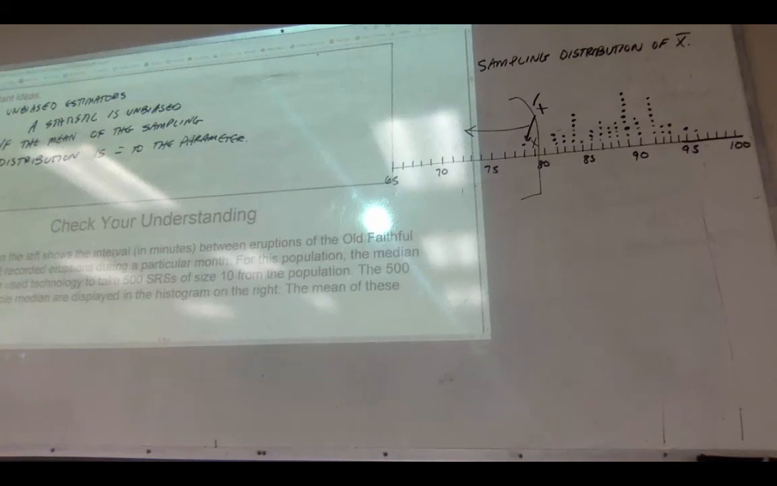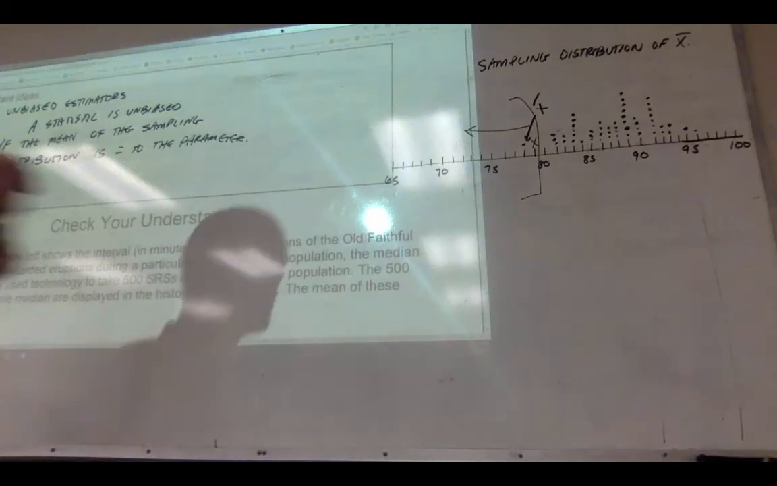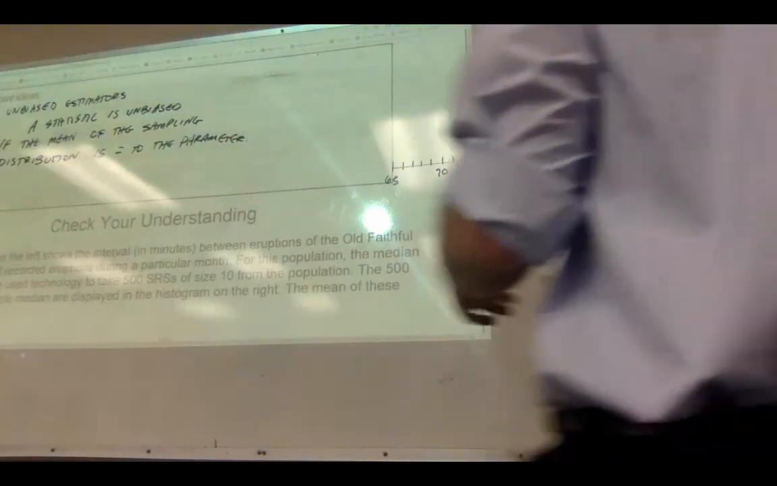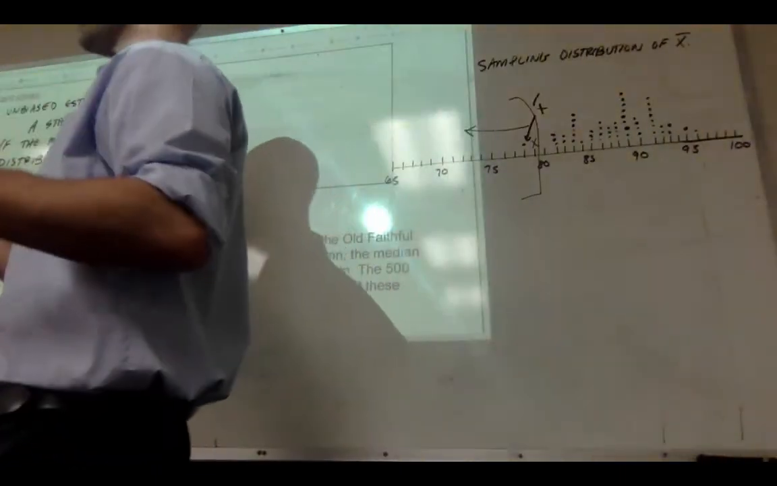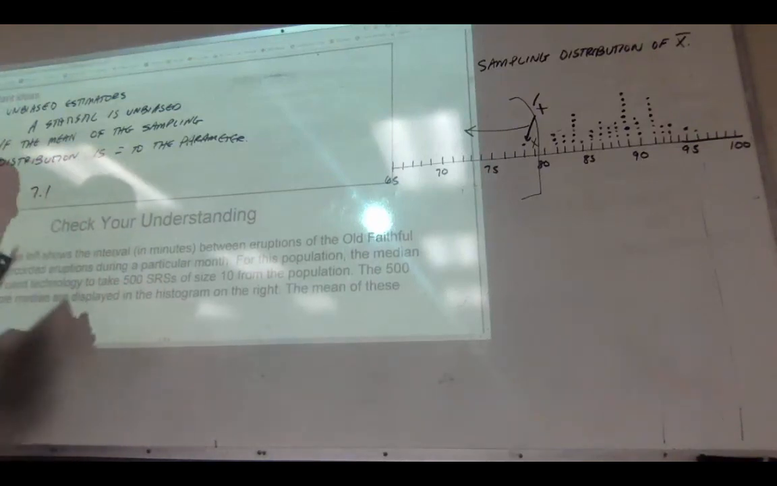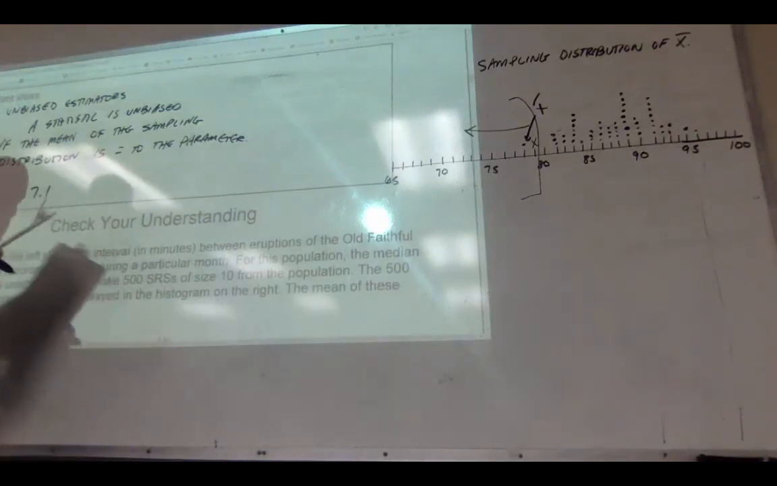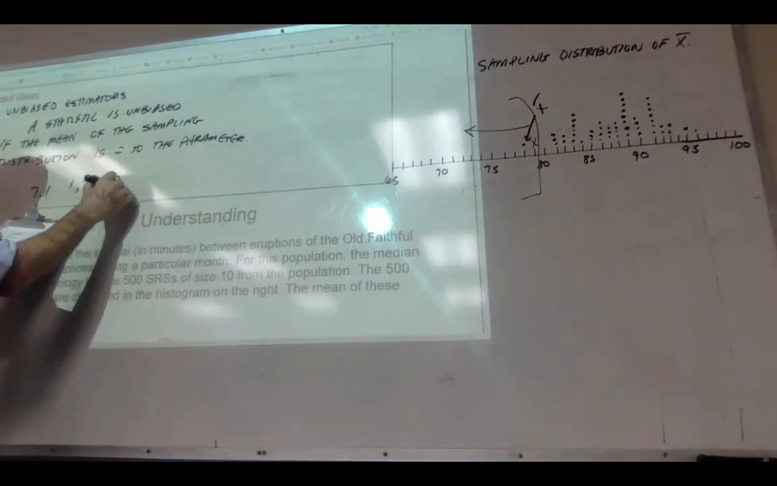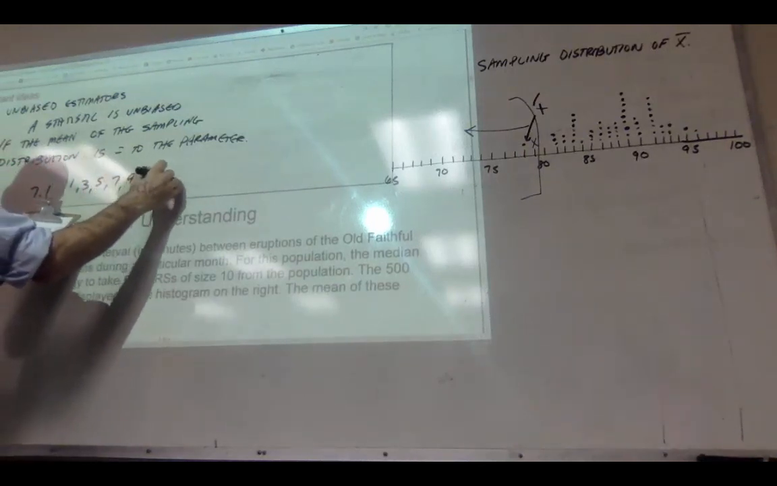Okay, now, here's what I'd like for you to do. You might struggle a little bit with the last little part of this, but basically, your homework is going to be outlining, like identifying parameters and statistics, evaluating some things. Here you go: 1, 3, 5, 7, 9, 11, 13.